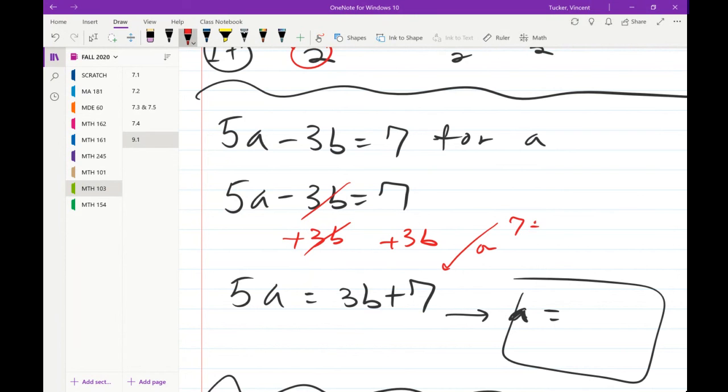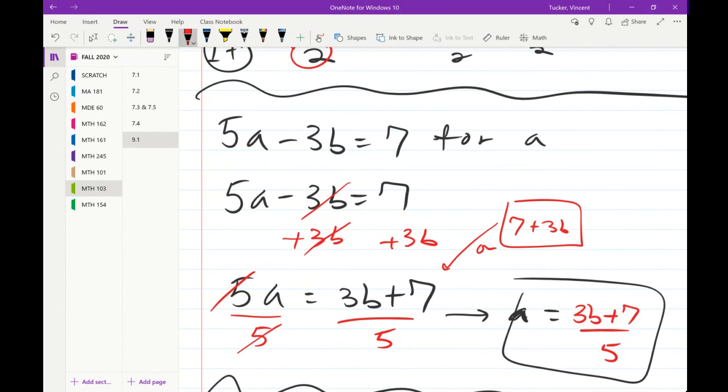Or you could have said 7 plus 3b. Either order is fine. Divide by 5. And your answer is 3b plus 7 over 5.